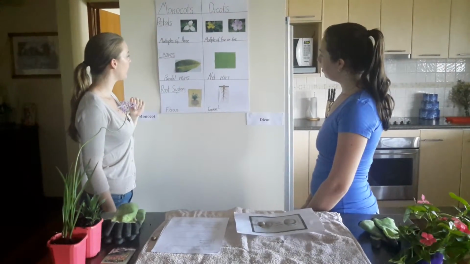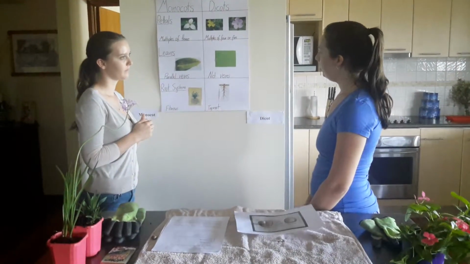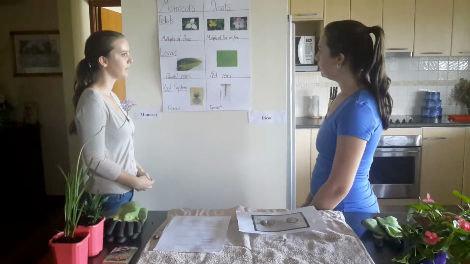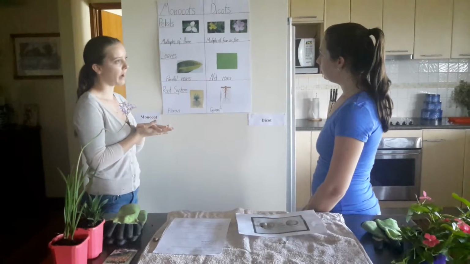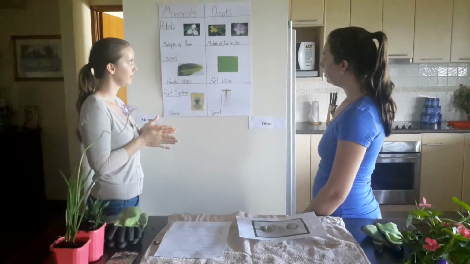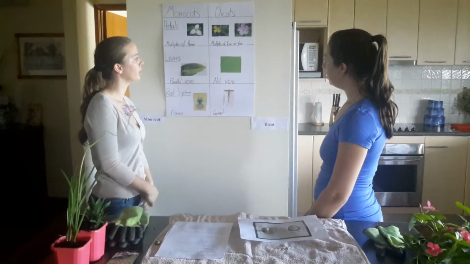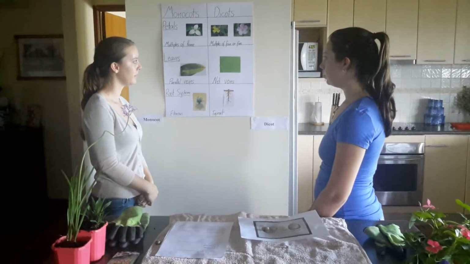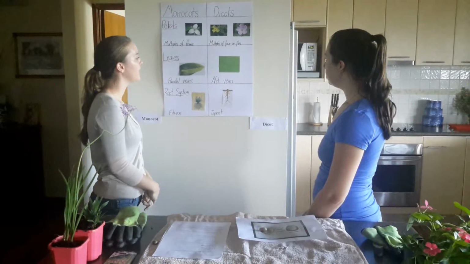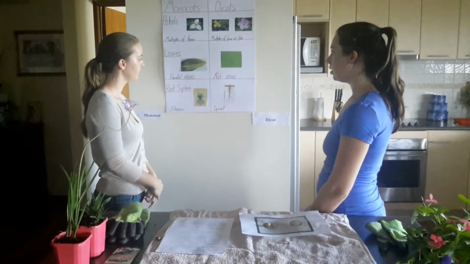Looking at the leaves of monocots, what do you notice about the veins? They look quite straight. Yep, that's right. So monocots have straight veins, or you can say parallel veins. They run in straight lines. Looking at the dicots, what do you notice about the veins? They look like they're on much more of an angle. Yep, that's right. Dicots have net veins on their leaves.